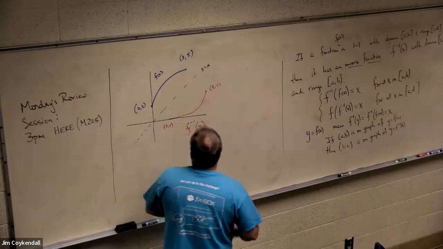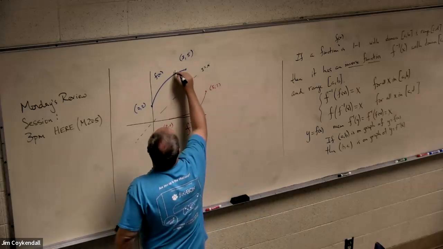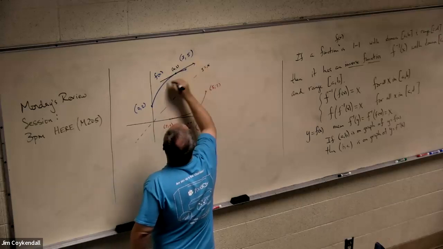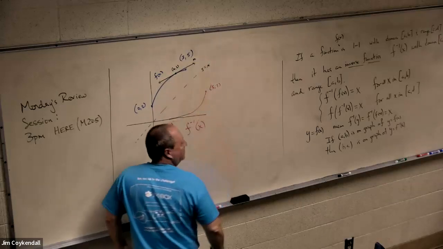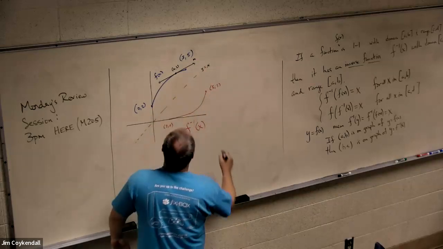Now there's a concept up here. If you have A, B here, and the slope of the tangent is here. Suppose you have A, B here, then you have B, A here.